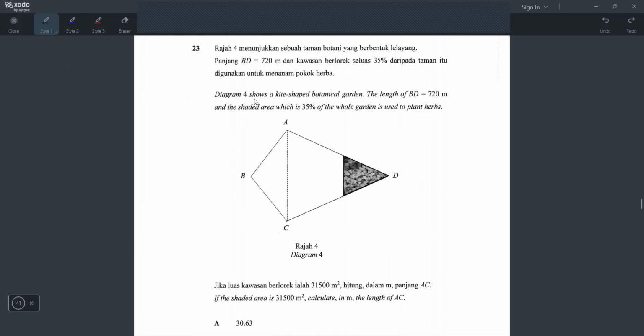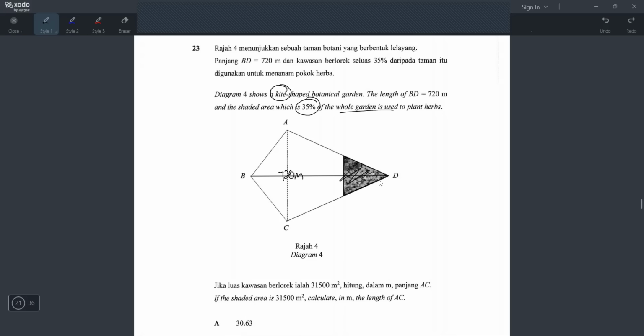Let's read the question. Diagram 4 shows a kite-shaped botanical garden. So, this is a garden, but it's kite-shaped. The length of BD is 720 meter. Okay, BD, I think I have to draw the lines myself because they never drew BD for me. So I'll just draw it myself and then just label 720 meter. But I need to know that it's for the whole garden. And then the shaded area, which is 35% of the whole garden.